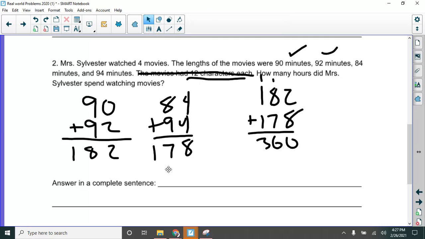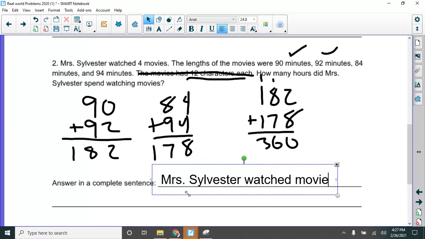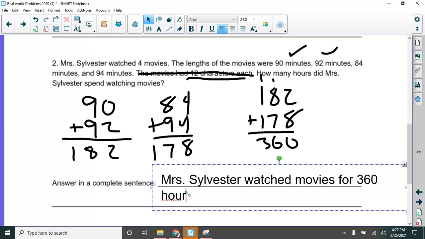Let's put it in a complete sentence. Mrs. Sylvester, capital, watched movies for 360 hours. Wait a minute. What doesn't look right? Nobody watches movies that long. There's not even 360 hours in a day. There's not even 365 hours in a week. So what did I do wrong?